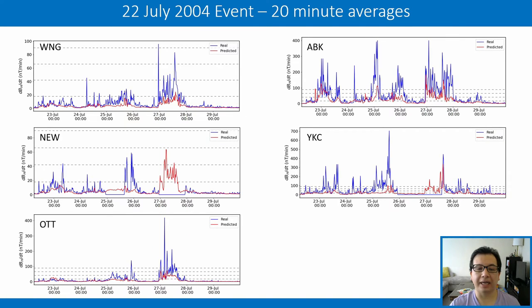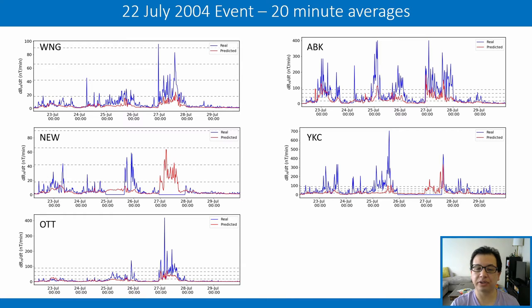Now, a second evaluation metric described in Pulkkinen et al. was the transformation of the modeling from regression to classification. This was done by considering windows of 20 minutes and registering the maximum value of dBH/dt, both real and predicted, in that period of time.